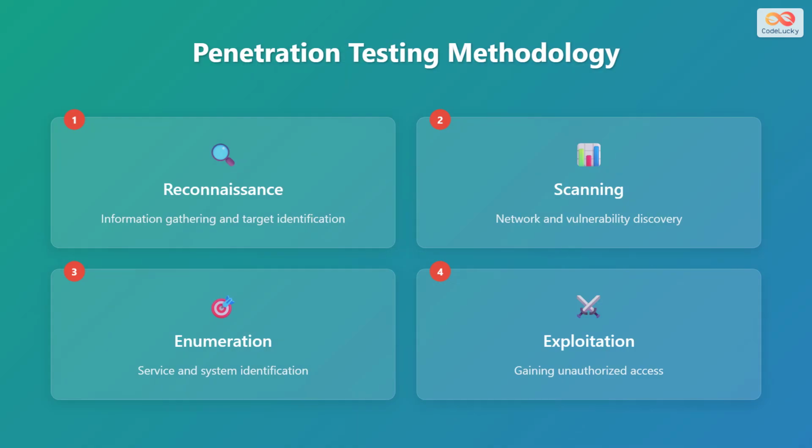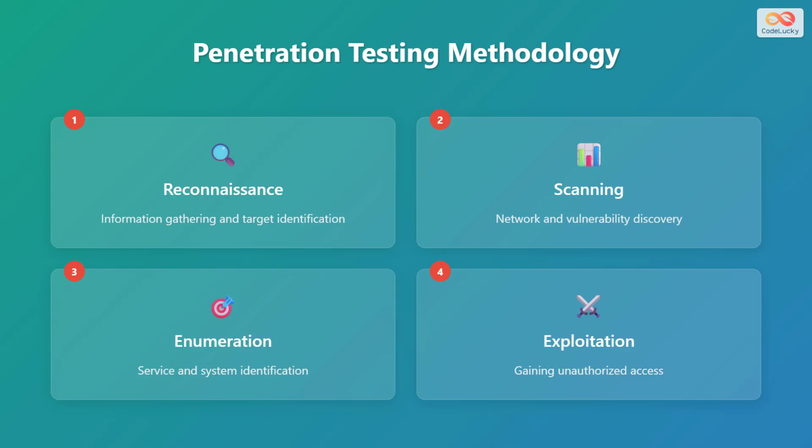Professional penetration testing follows a systematic four-phase methodology to ensure comprehensive and effective security assessments. The first phase is reconnaissance, where testers gather information about the target system and identify potential entry points. This passive information gathering is crucial for understanding the target environment. The second phase involves scanning, where testers actively probe networks to discover live systems, open ports, and running services.